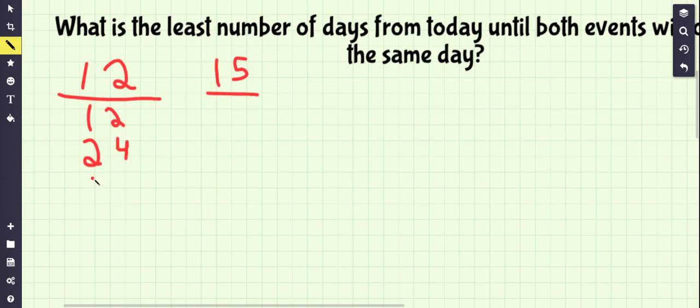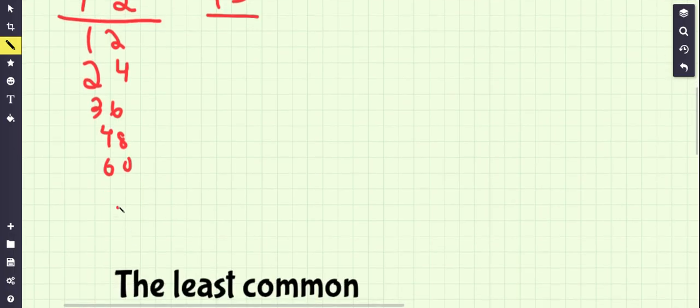So we're going 12, 24, 36, 48, 60, 72, 84, 96. Now let's look at the multiples.